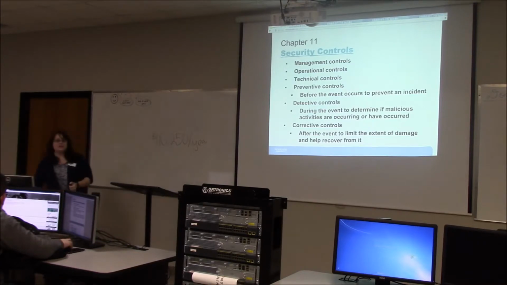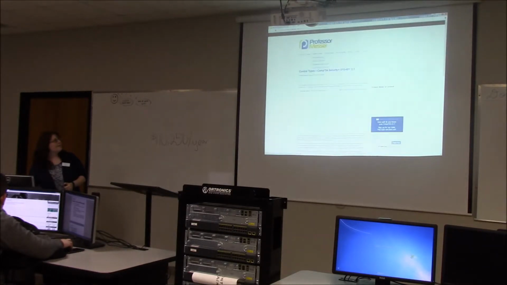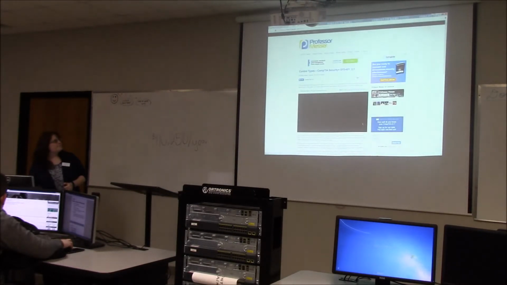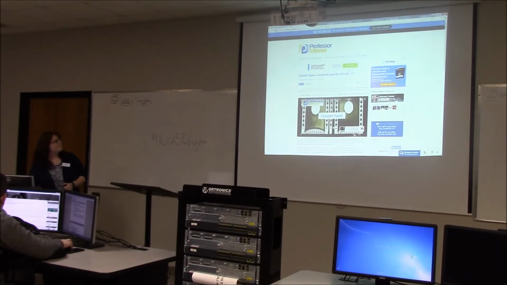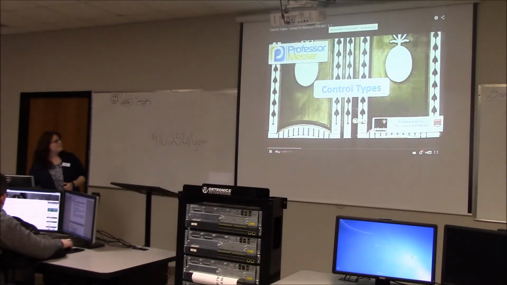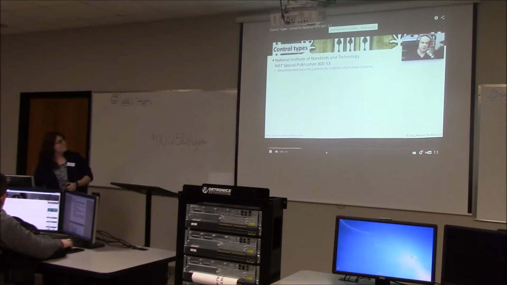There are some different kinds of security controls to go over. A good place to start the conversation about risk is with control types.